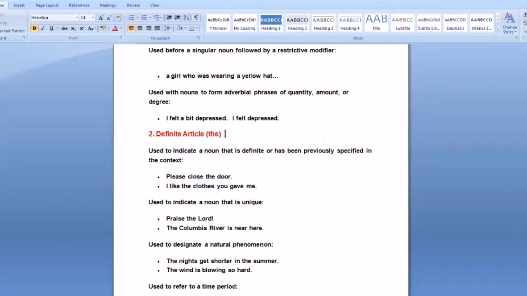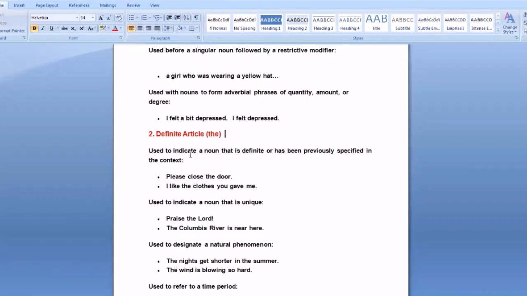One is "the" pronounced one way, and one is "the" pronounced another way. If it is followed by a vowel sound, then it will be pronounced as "thee". If it is followed by a consonant sound, then it will be pronounced as "thuh". Like we will say "the apple", "the news", because "news" starts with a consonant sound. I hope you understand it now. The apple, the news. Okay.